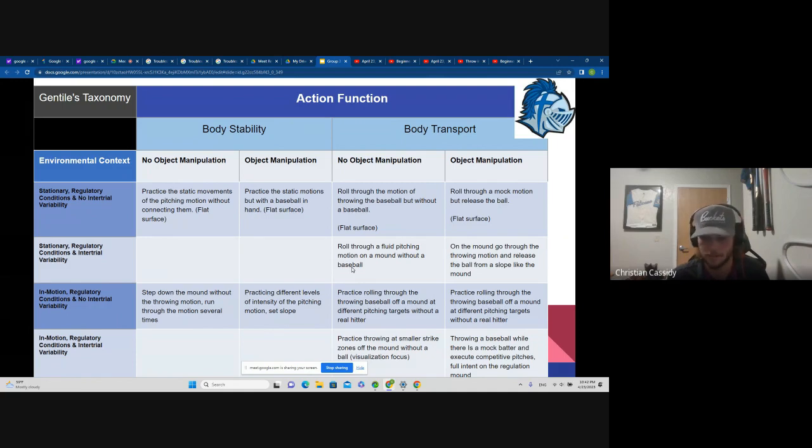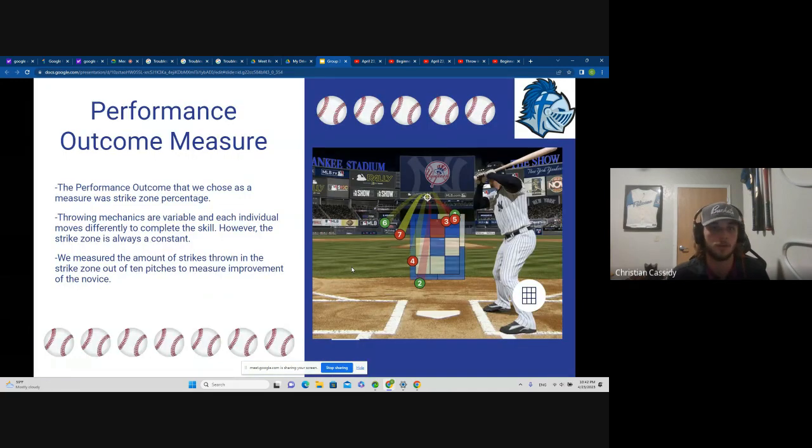So again, we were just trying to create an optimal position where he could get healthy failure to learn how to move a little better down the mound, which I thought he did a really amazing job with, and I think Trey would agree. So we chose our performance outcome measure as strike zone percentage, which is a reading of strikes in the zone per pitches thrown. So mechanics are kind of variable. So every pitcher kind of has his own way of throwing strikes.